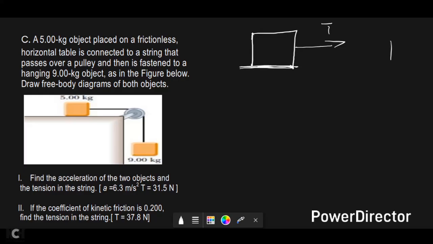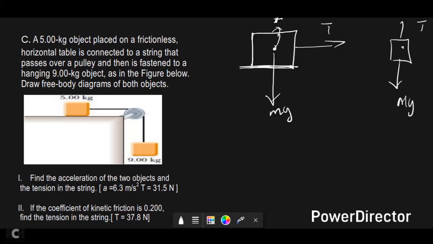Then we have the other part, which is going down here, meaning that on this side is where the tension is. Let's identify the forces that are here. This is the normal, and this is the gravitation. On top is the tension, and the down part is the gravitation. In this type of problem, they're saying find the acceleration of the two objects and the tension in the string.